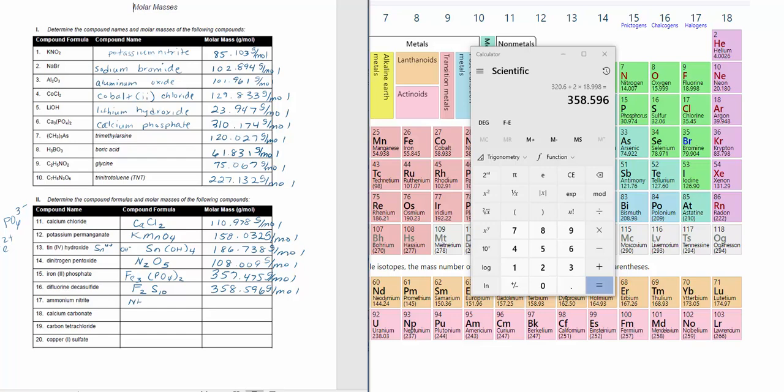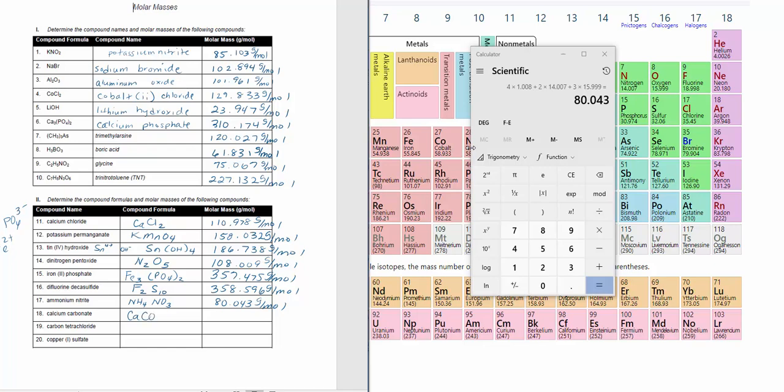Ammonium nitrate. Now, ammonium is a polyatomic ion. It's a polyatomic cation. It's a +1. Nitrate is a polyatomic anion. It's a -1. So this is the compound formula for ammonium nitrate. Now, I have 4 hydrogens, so 4 times 1.008, and I have 2 nitrogens, 2 times 14.007. I have 3 oxygens, 3 times 15.999, and I get a total molar mass then of 80.043 grams per mole.